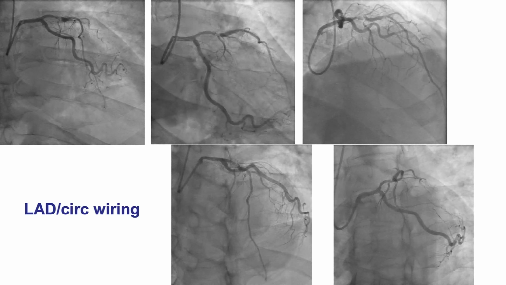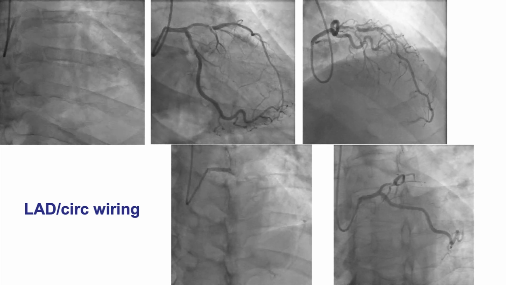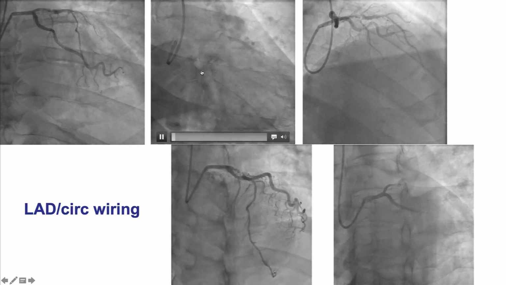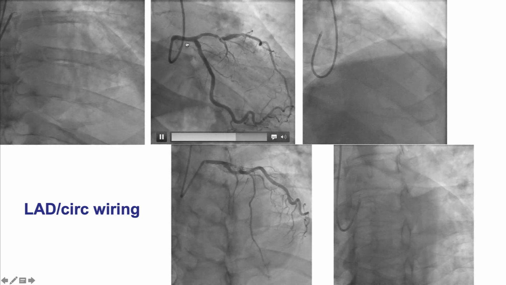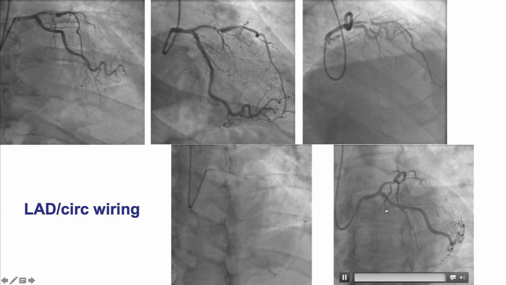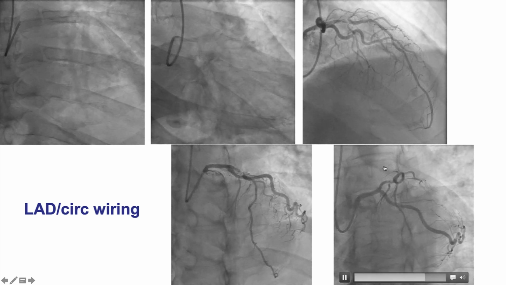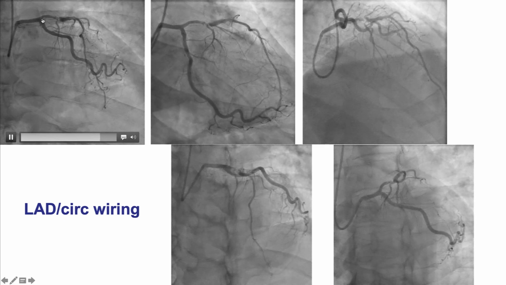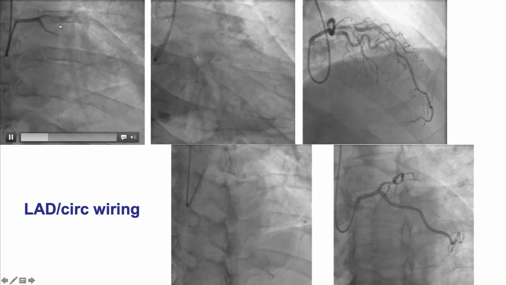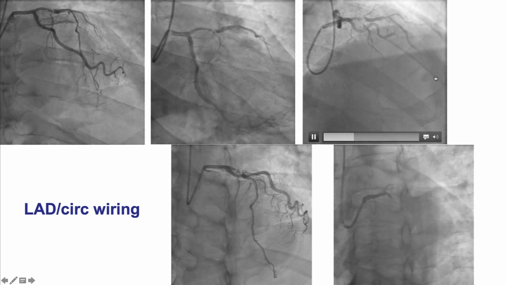It makes sense. In order to get somewhere, it is best to actually see where you are going. And the optimal view depends on the target vessel. For example, for the circumflex and obtuse marginal, caudal views, both the AP caudal as well as the RAO caudal, are preferred. When it comes to the LAD, for the proximal portion, an AP view or an AP caudal or the spider work pretty well. However, for the mid to distal segment, AP cranial seems to work the best.